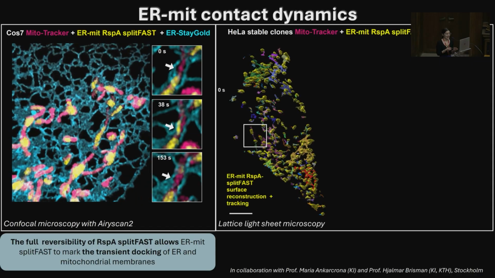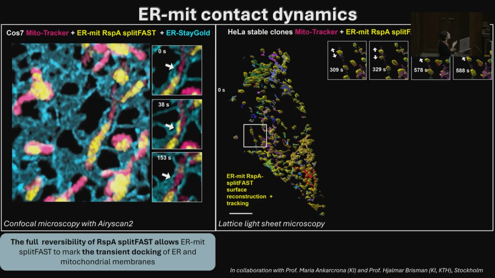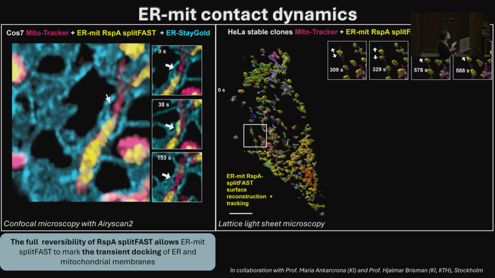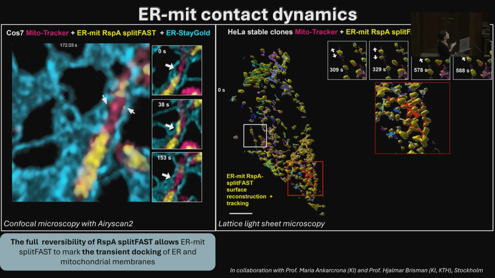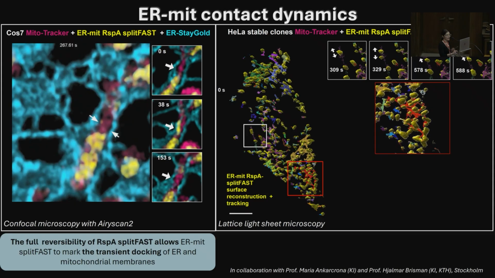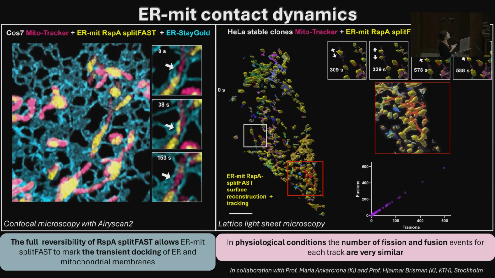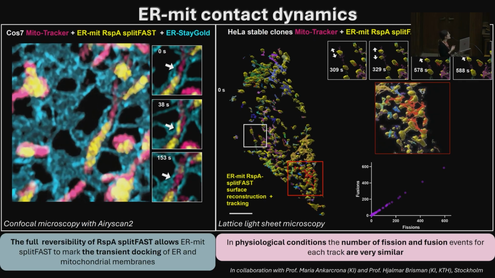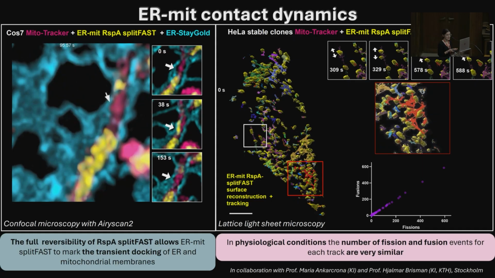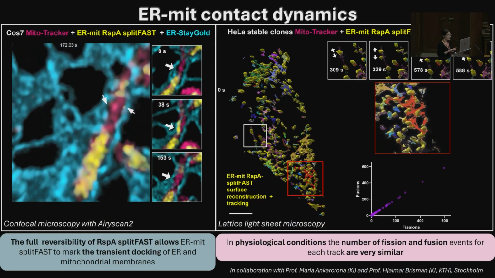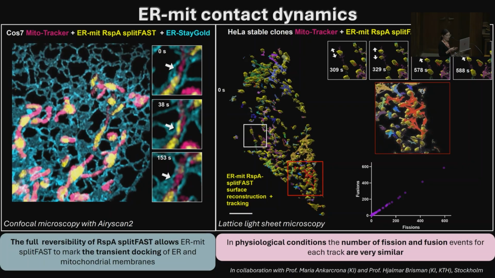So we tracked these contacts, and we saw that they are able to undergo fission and fusion events in very simple trajectories, but also more complicated ones, like the one that I report here. However, by quantification of the fission and fusion events of each track, we saw that their number was very similar, meaning that under physiological conditions, these contacts are very dynamic, but their number remains quite constant.